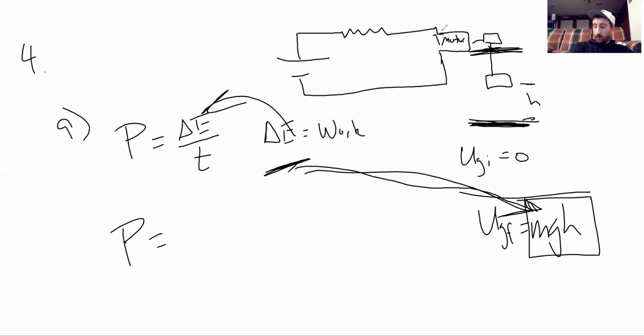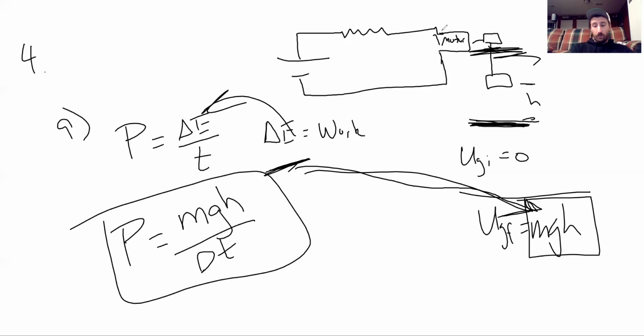So I get power equals the change in energy, which is equal to M, the mass of the block, g, the constant, and h, however high I went, divided by the time it took to do that. So there's my equation for part A. All right, that's pretty straightforward there.